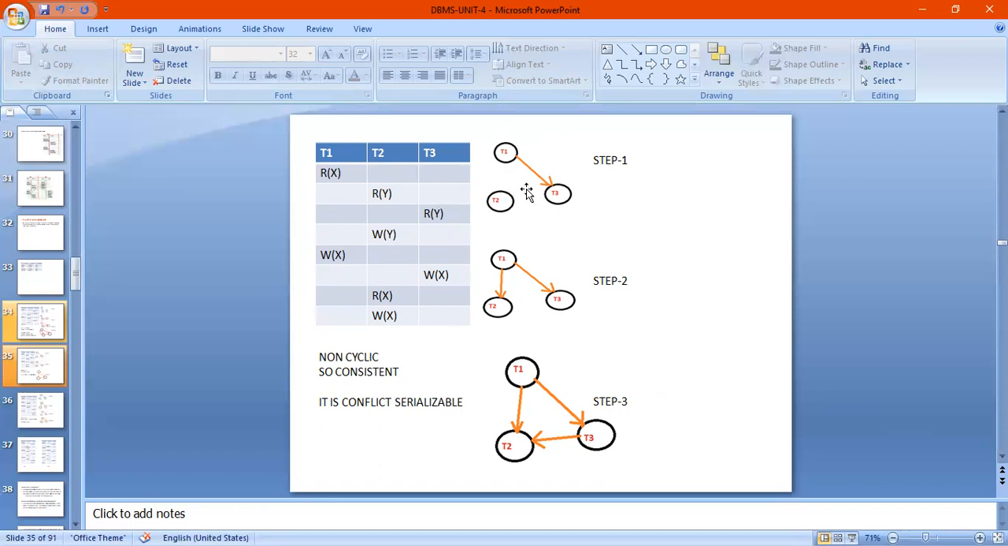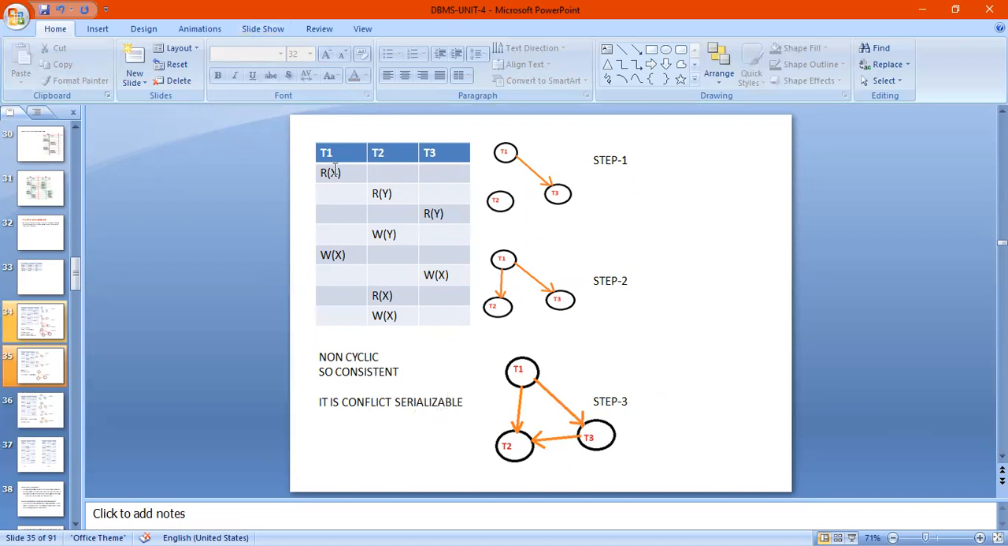here T1 directly goes and meets transaction T3. That is step number 1. T1 directly going to T3. The next one is T1 going to T2 and changing the state of T3. That is step 2. Here T1 changes the state of the T2 transaction. Again, the transaction T1 is also stimulating T3 and T3 is stimulating T2. It is conflict serializable, non-cyclic, so consistent.